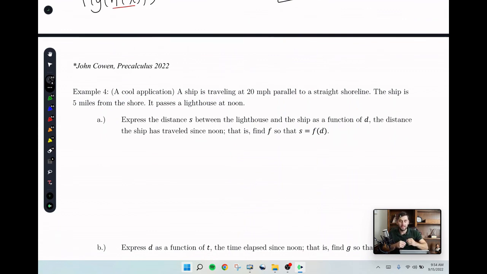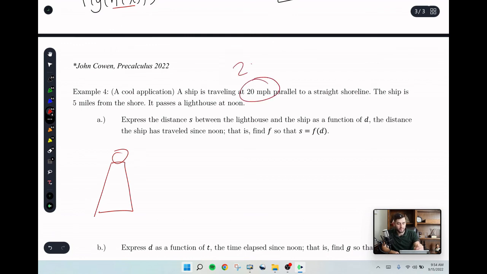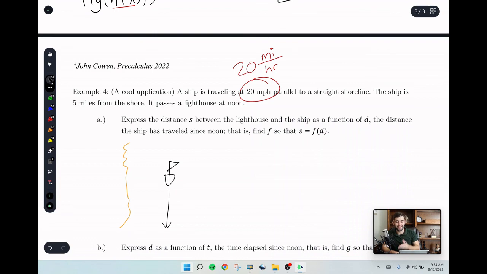So here's just a fun application, like, hey, when would we ever use this? Here's an option. So you've got a lighthouse, right? I think that's what it says. A ship is traveling 20 miles per hour, so I'm going to write 20 miles per hour, parallel to a shore. So I'm not going to draw that lighthouse. I'm going to draw a shore. Here we go. There's a shore. There's a ship. And it's going parallel. Parallel means it never touches, right? So it's going 20 miles per hour that way.